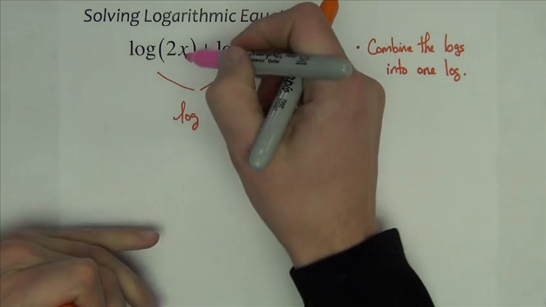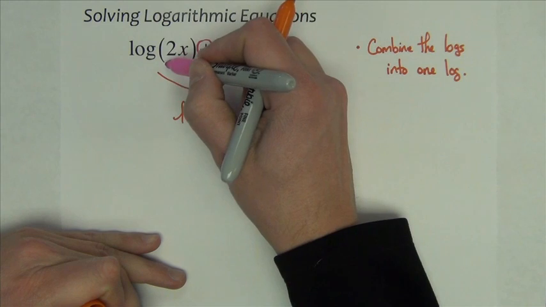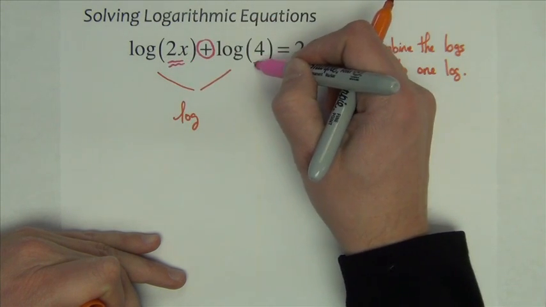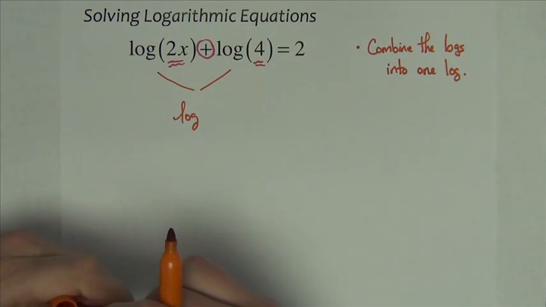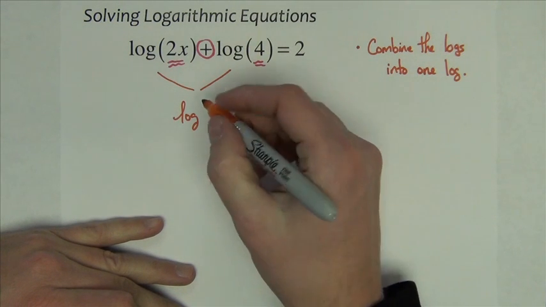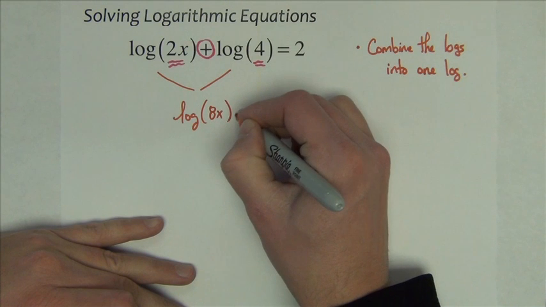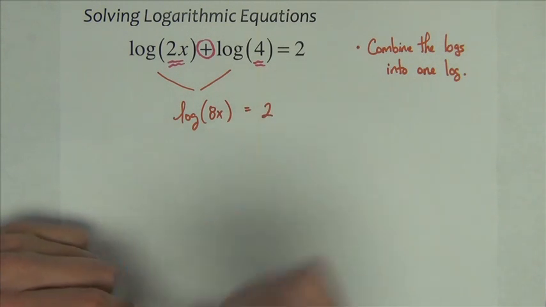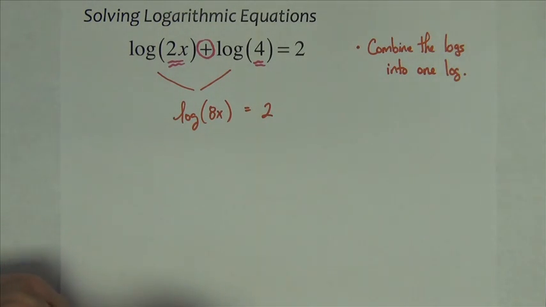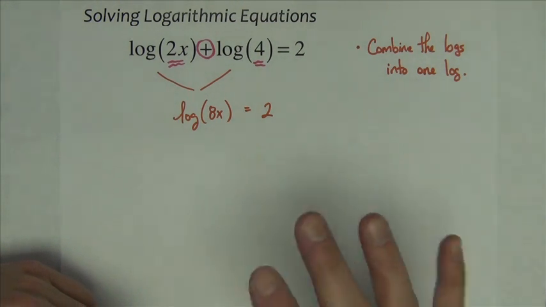And if you recall from a few slides ago, the sign here tells you how to connect these two numbers. When it's addition, we multiply. So this will be log of 8x equals 2.